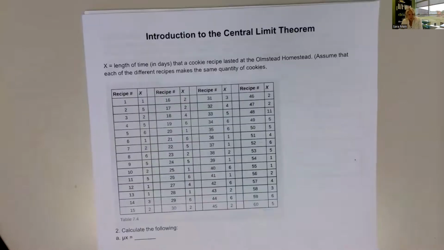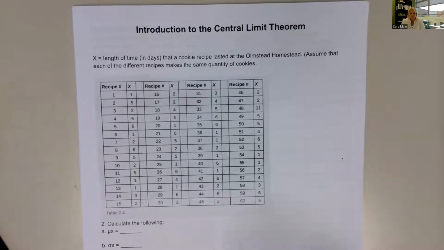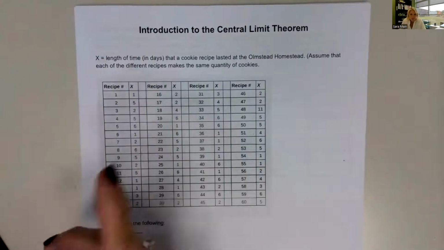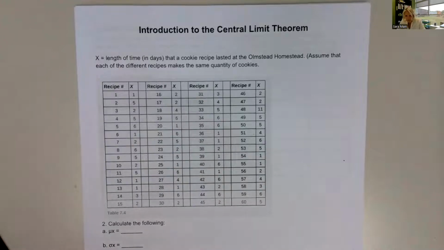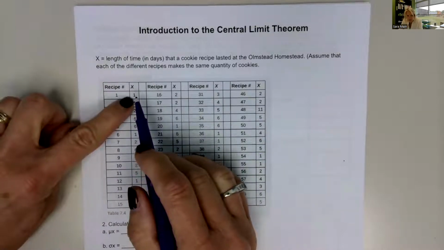Welcome back. Today we are going to have a little introduction to the central limit theorem before we get started for lesson 6.3. So what we're doing here is we're measuring the length of time in days that a cookie recipe lasted at the Olmsted homestead. They made a batch of cookies and they recorded how long the batch lasted before they were all gone. So the first time they made the recipe, they only lasted a day.